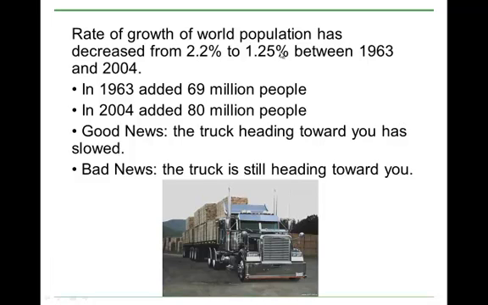The rate of growth of world population for humans has decreased from 2.2% in 1963 to 1.25% in 2004. In 1963, we added 69 million people with a greater rate of growth. But in 2004, because the base population was larger, even at the lower 1.25% growth rate, we added more people, about 80 million. So it's good news, bad news. Good news, the truck heading toward you has slowed. Bad news, there's still a truck heading toward you, and that truck is human population growth.